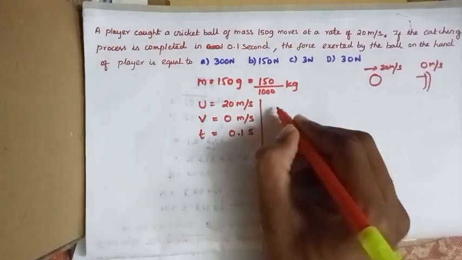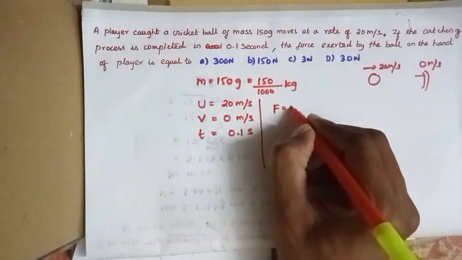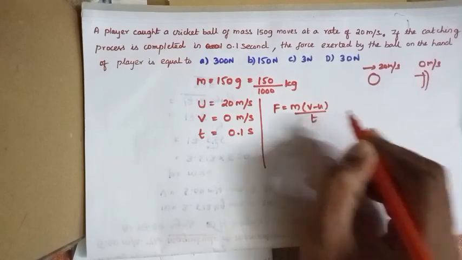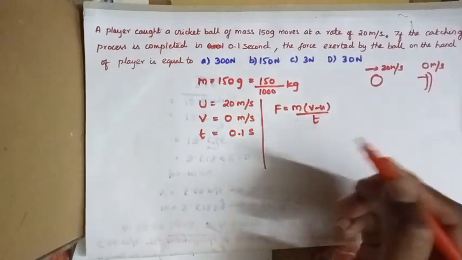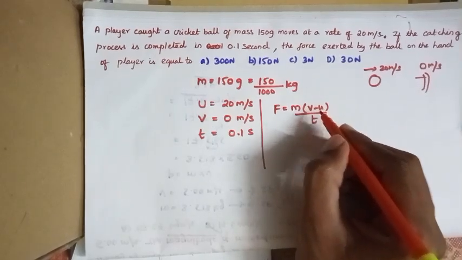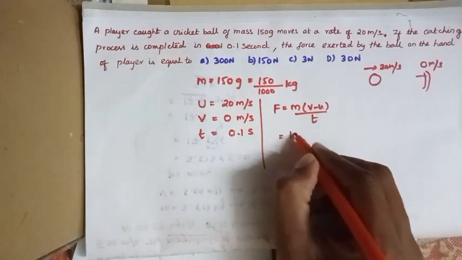Now we have to find the force value. From the second law of motion, we can write F equal to m into (v minus u) by t. Here (v minus u) by t represents the acceleration, so you will get the second law as F equal to ma.